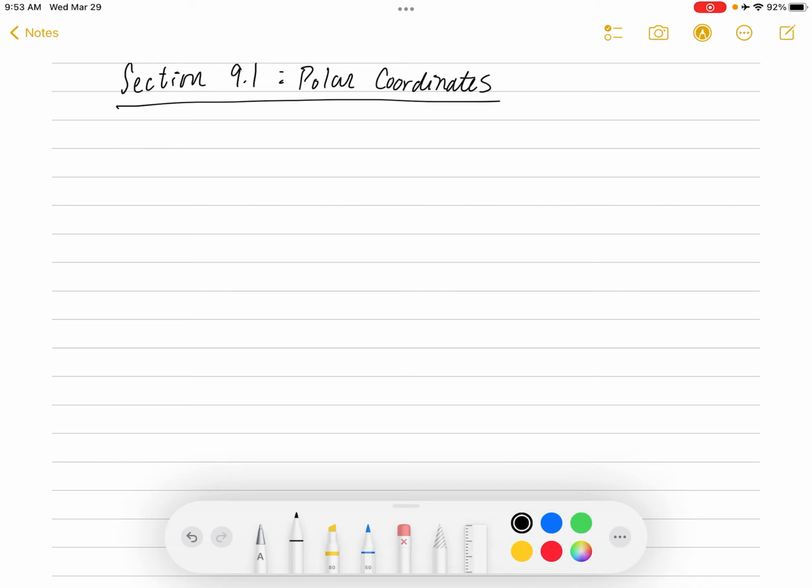So we are in section 9.1. We're moving on to something called polar coordinates. So we know one way to plot points in the plane is take a flat surface and put down a y-axis, right, and an x-axis. And we grid off the plane.